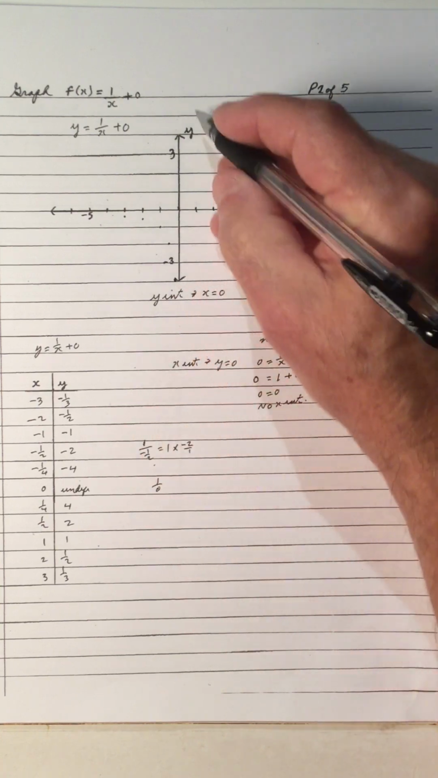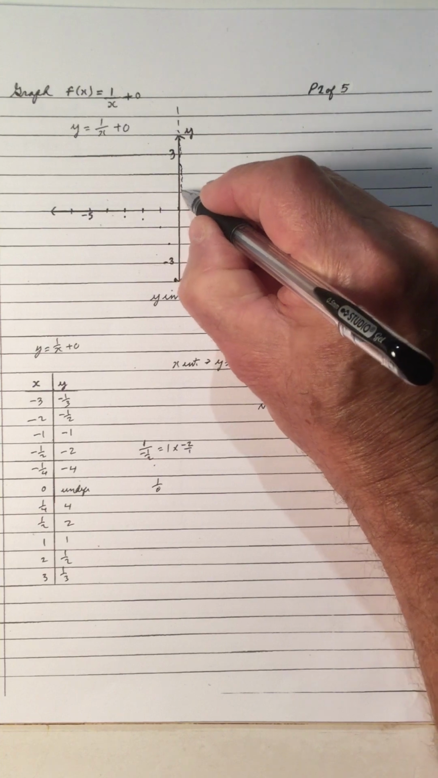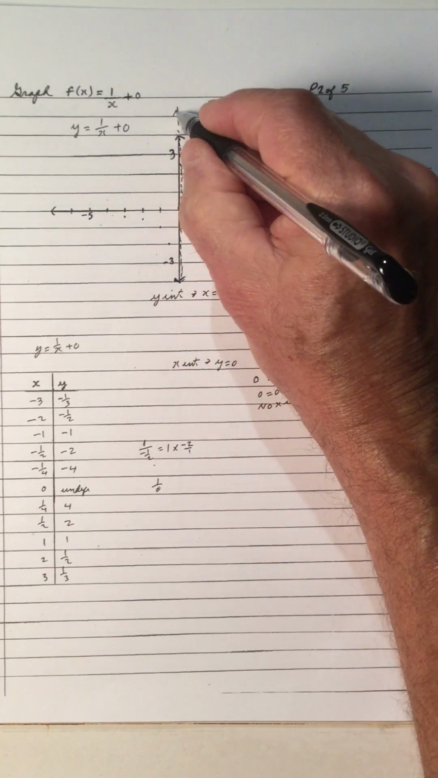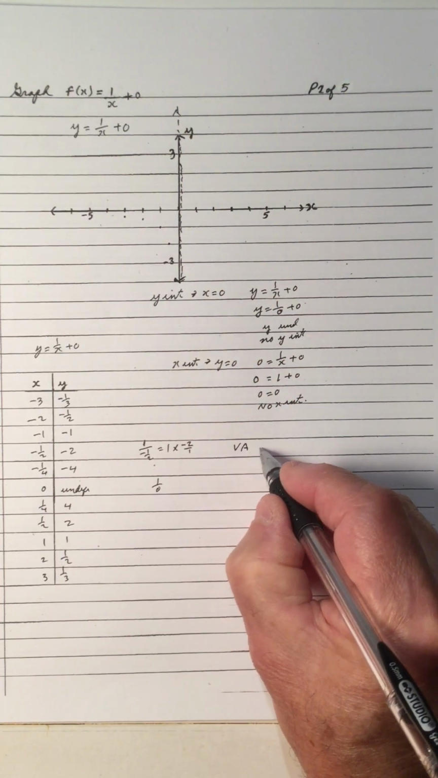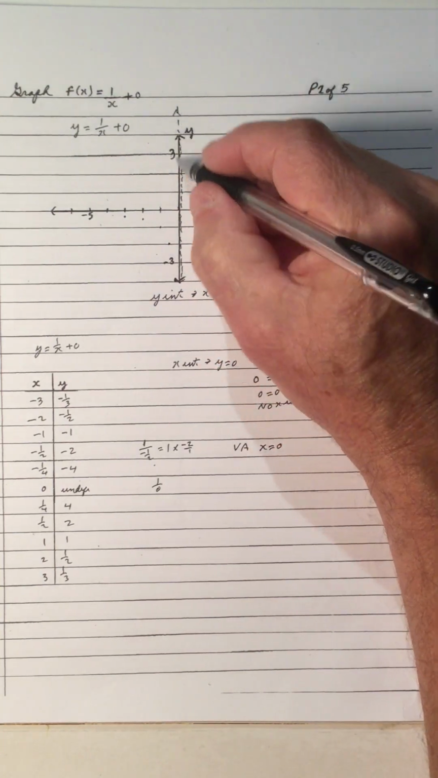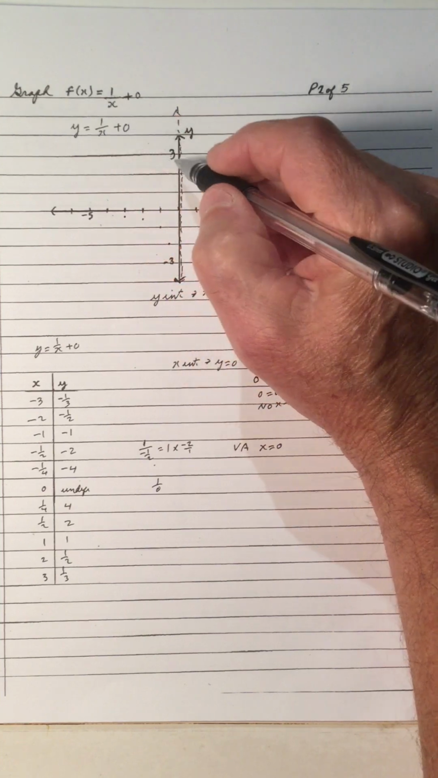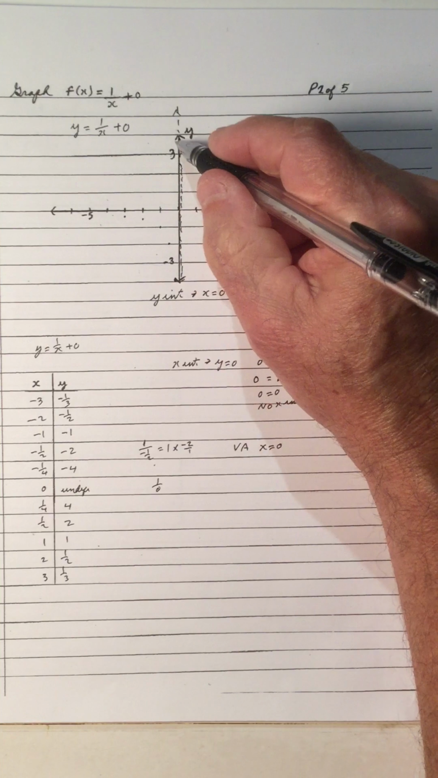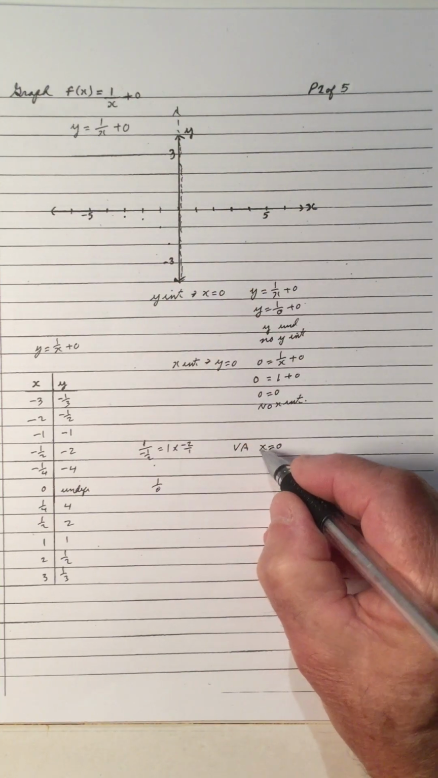And 0 is undefined. Undefined means I'm putting down a broken line here. This is what we call a vertical asymptote. So the vertical asymptote is x equals 0. This graph will not cut the vertical asymptote because the denominator can't be 0. There's no value of x on the y-axis because x cannot be 0. It's a vertical asymptote, VA for short.